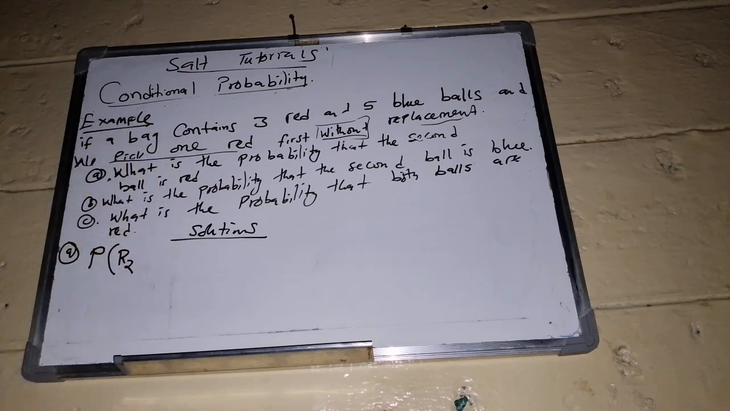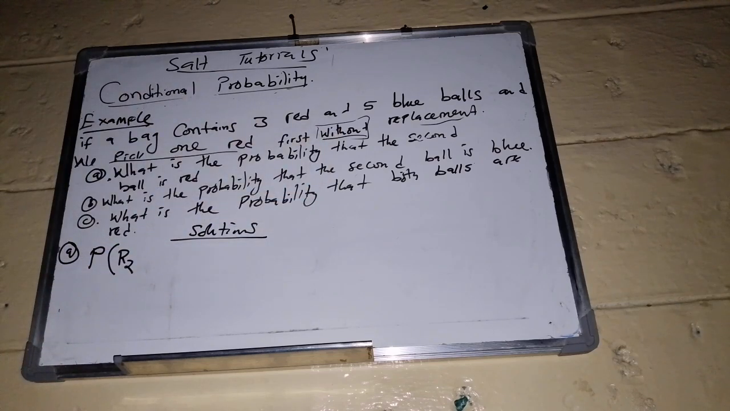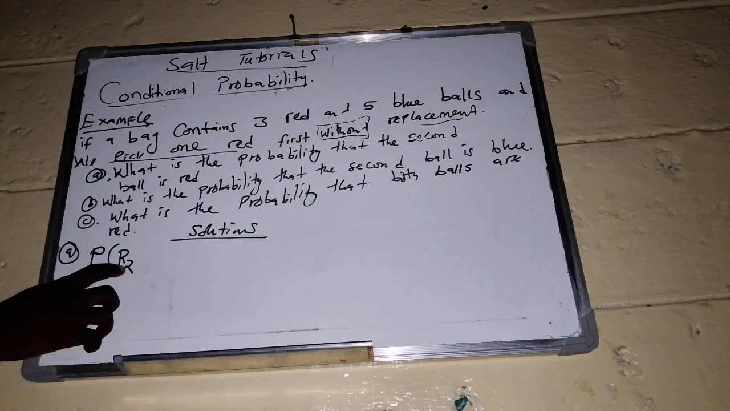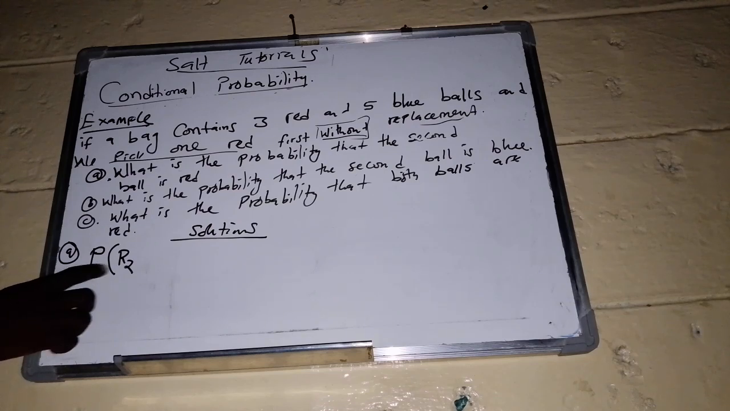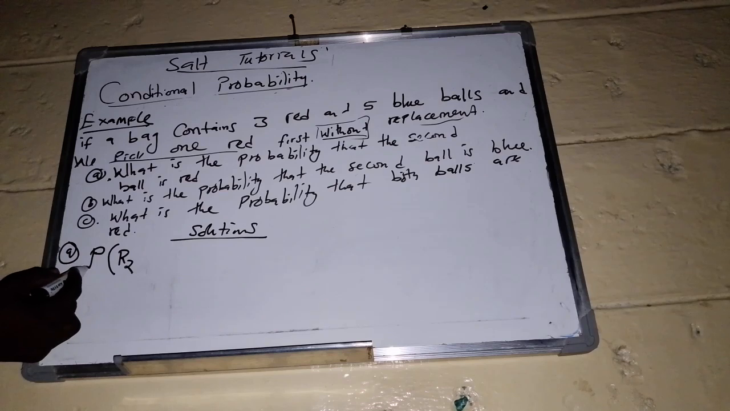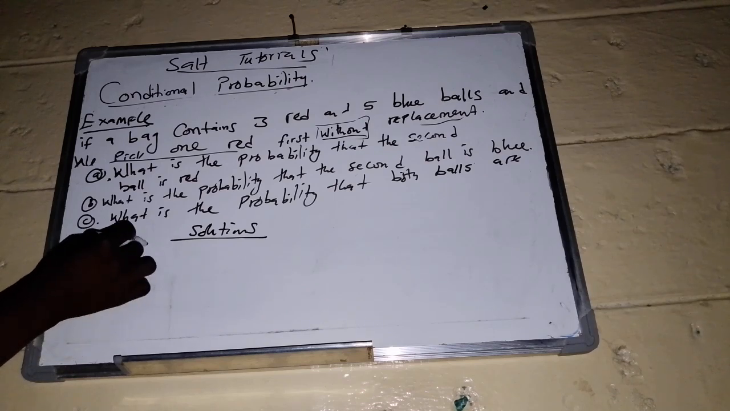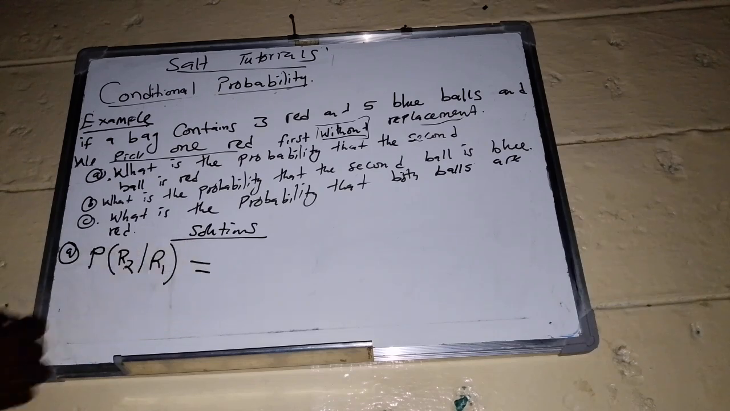So now the first red was not replaced. It means that it has affected our second picking of red. It has affected our probability in picking the second red. So for me to pick my second red, it is a conditional probability. I'm simply going to say the probability of red 2 given that red 1 has occurred will basically be equal to the total number of reds I am going to have in the second collection.